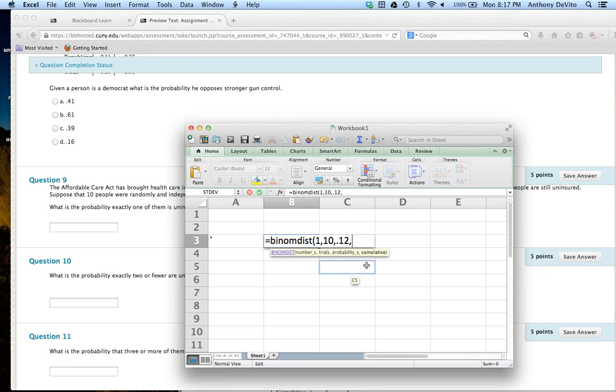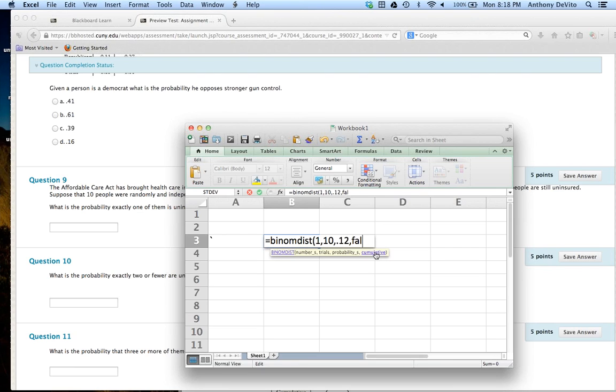Comma, now I have to make a choice, cumulative or not cumulative. Since it's only asking me to tell it the probability for exactly one person out of 10, then I only want that probability. So cumulative is going to be false. Just give me that one probability.